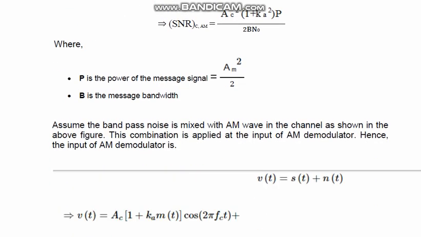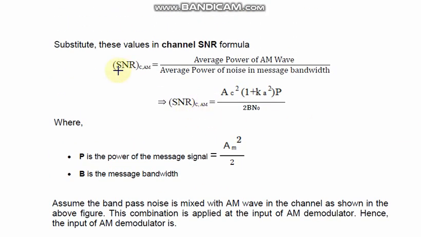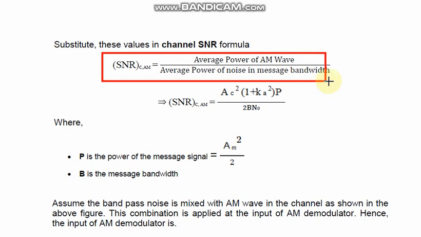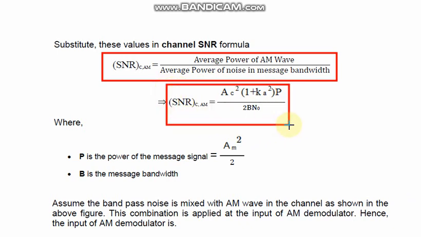So what we will do is put these two values in the formula for the SNR of the channel for an amplitude modulated signal, which is equal to the average power of the AM wave divided by the average power of noise in the message bandwidth. The upper value, Ac square (1 plus k square P) by 2, is the average power of the AM wave, and the average power of noise in the message bandwidth is B N0. So this is the final signal to noise ratio of the channel for the amplitude modulated wave at the input stage of the receiver.